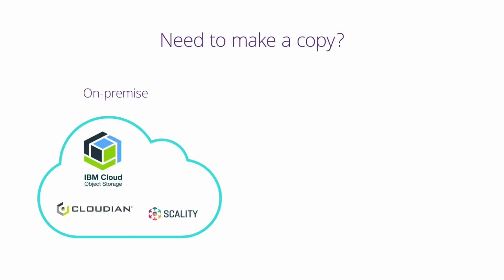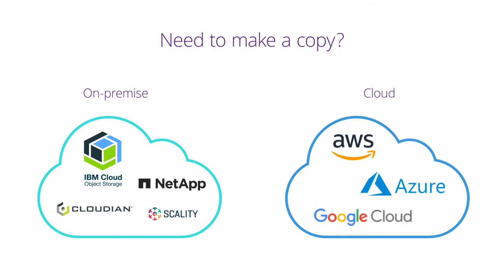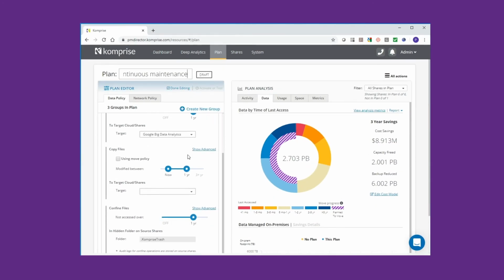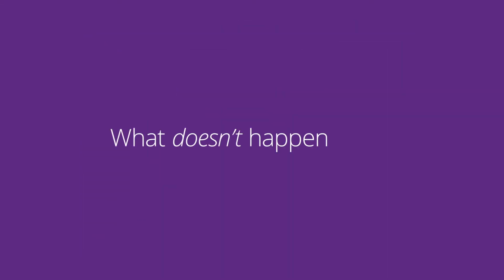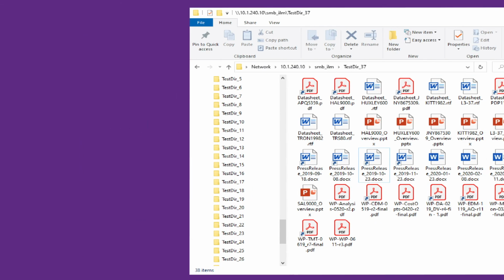Komprise can also make a copy of your data on an on-prem object store or to the cloud. That reduces your costs for your mirror NAS by putting a low-cost second copy in a cloud, not in a second data center. Once you set all your policies, just activate and Komprise starts archiving the data based on your instructions. But what doesn't happen next is just as important.